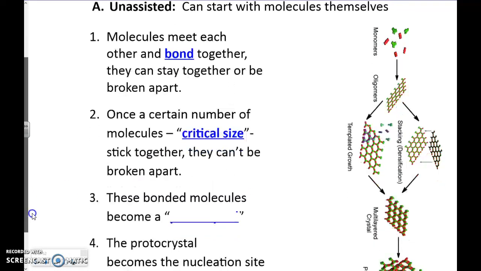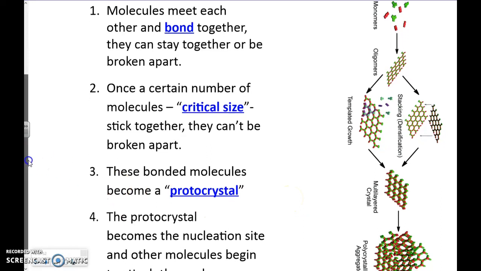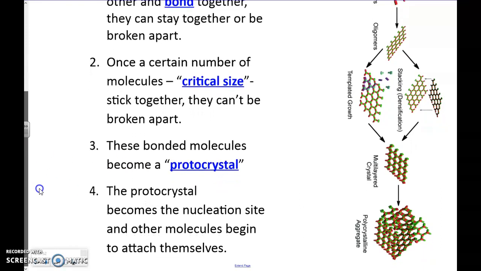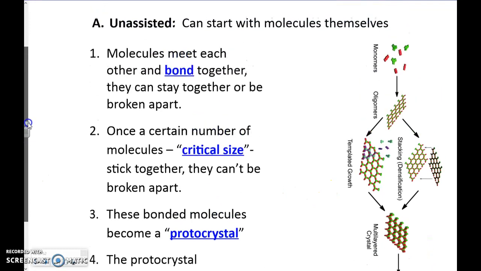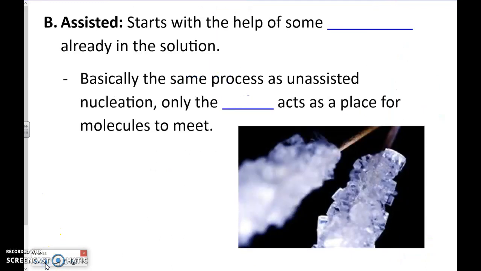They begin to bond with each other, and they become what we call a protocrystal. So it's not quite a crystal. It's the beginning of it, but it's definitely a section that will continue going. You can see right here, it's like one of the four sides of a wall. Protocrystals become the nucleation site for other molecules, and eventually we begin that big process of having a complete unit cell and building other unit cells on them. So that's unassisted. In other words, they just happen to bump into each other and we get a crystal growing. So pure luck.